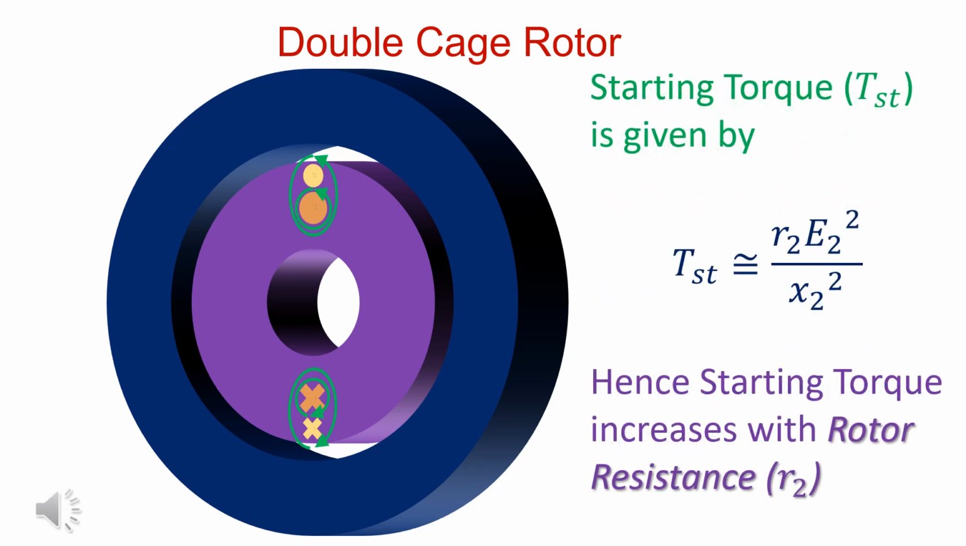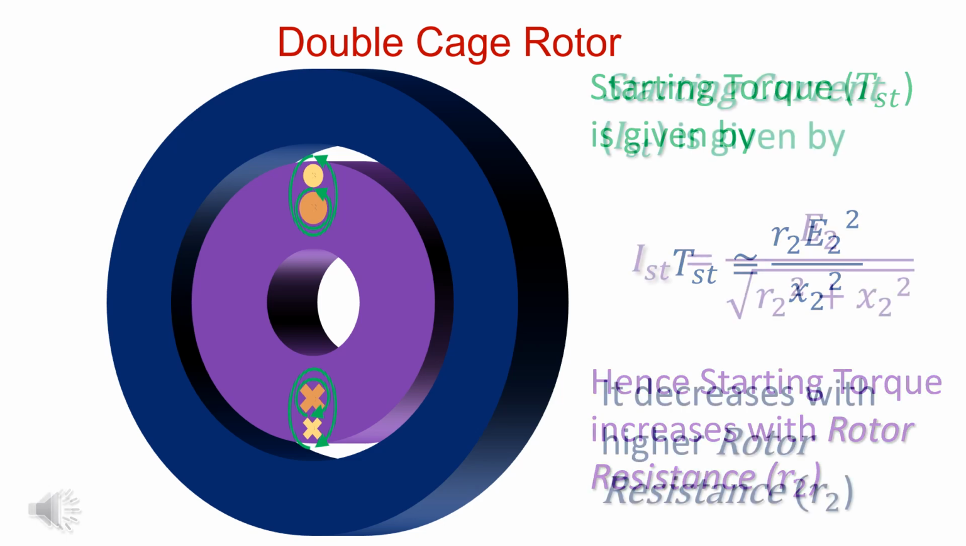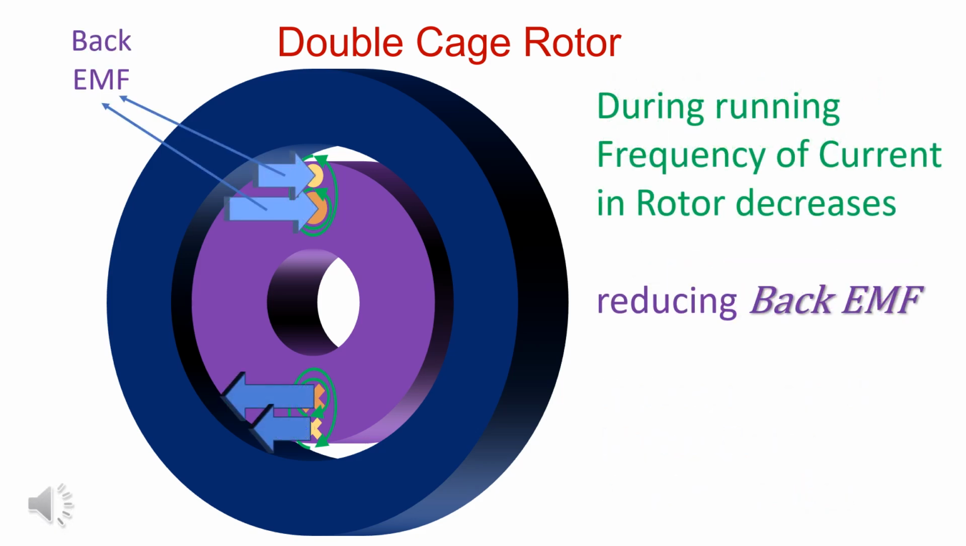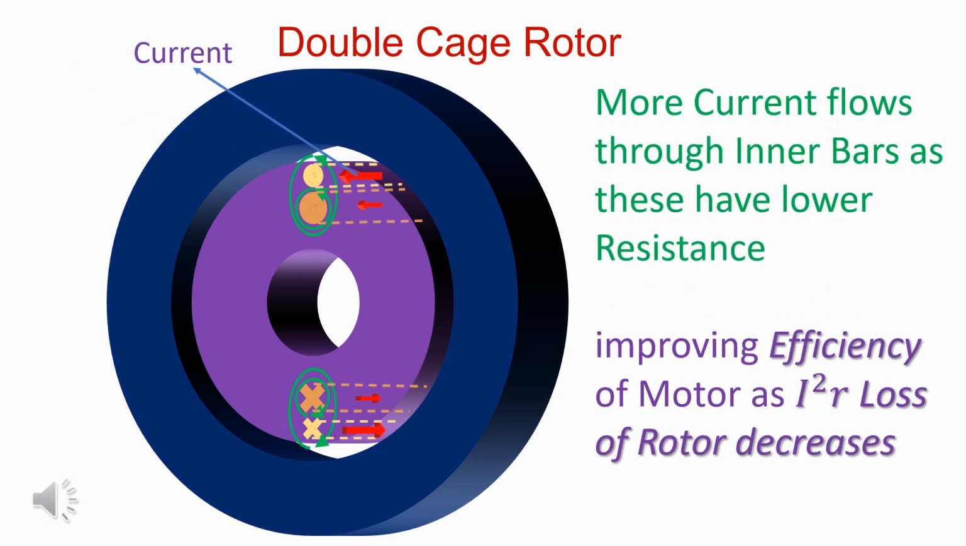Starting torque is proportional to rotor resistance and hence increases. Starting current decreases with increase in rotor resistance. During running, frequency of rotor current decreases, reducing back EMF. More current flows in inner bars due to less resistance of copper bars. This results in improved efficiency as I square R loss of rotor decreases.